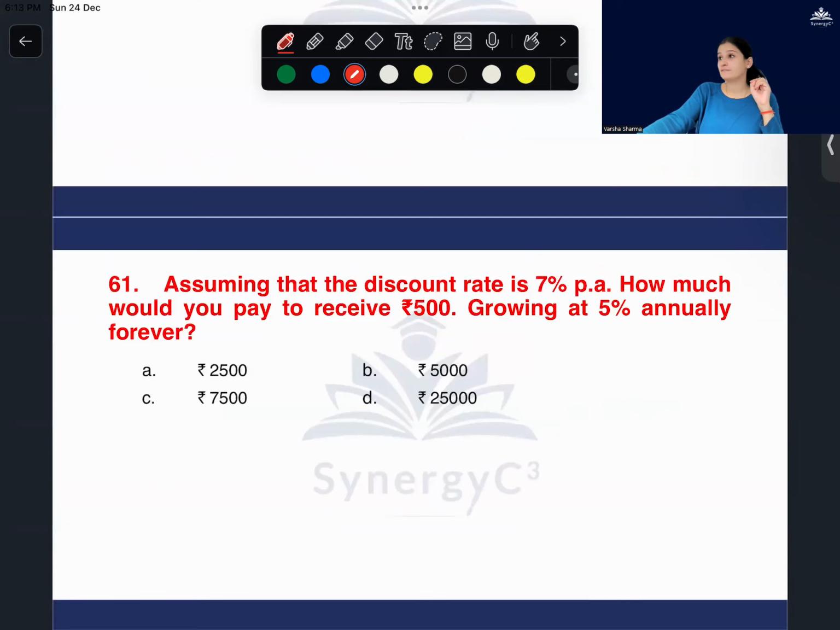That is the word forever. Perpetuity. The rate, discount rate means the nominal rate, basic rate 7%, and it is growing at 5%. So this is growing perpetuity.